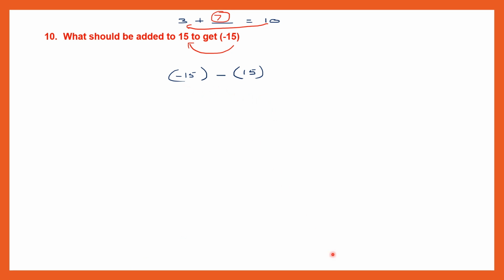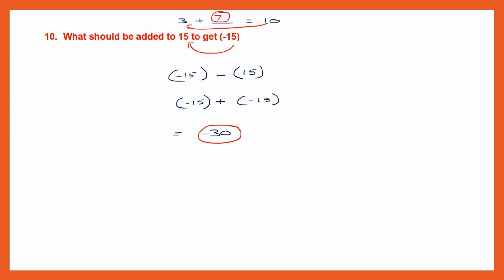The first integer remains as it is. So this is negative 15, and subtraction changes to addition. Now we write the additive inverse of 15. The additive inverse of 15 is negative 15. So now we have an addition sum and we have two negative integers to be added. When signs are the same, we put the same sign, the minus sign, and we add. 15 plus 15 is 30. So what is our answer? Our answer is negative 30.